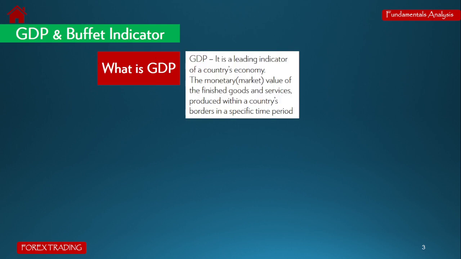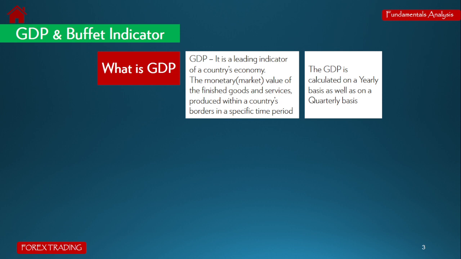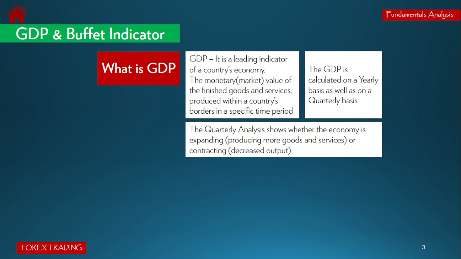GDP is a leading indicator of any country's economy, and we determine this by assessing the monetary or market value of finished goods and services produced within a country's borders in a specific period of time. GDP is calculated on a yearly basis as well as on a quarterly basis. When we have quarterly data, it shows whether the economy is expanding or contracting. So it gives us insight into whether the economy is going good or going bad.